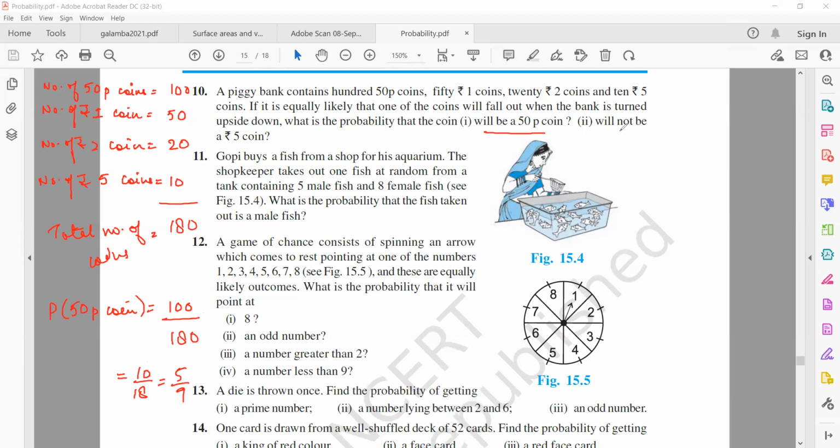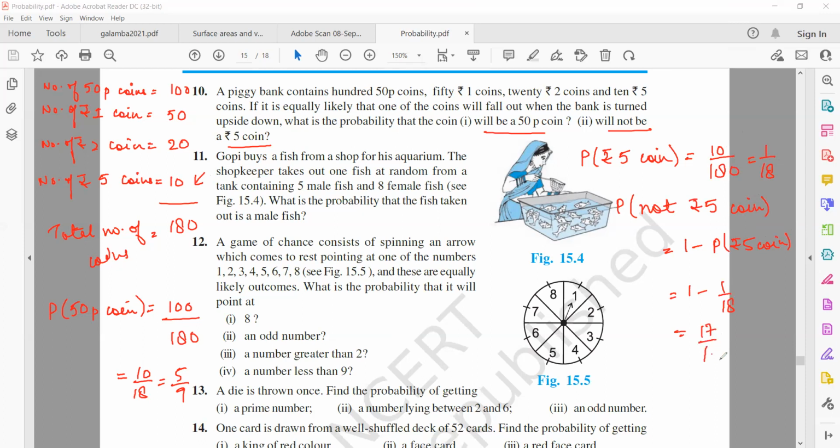Okay, now the coin will not be a rupee 5 coin. So first of all, you find the probability of a rupee 5 coin and then subtract it from 1, right? How many rupee 5 coins? 10. So my favorable outcomes are 10, total are 180. The 0 and 0 cancel out, it is 1 by 18. So P of not rupee 5 coin will be 1 minus P of rupee 5 coin. So it will be 1 minus 1 by 18, which is 18 minus 1, that is 17 by 18.